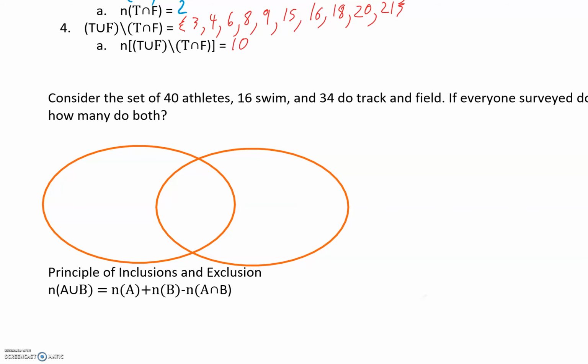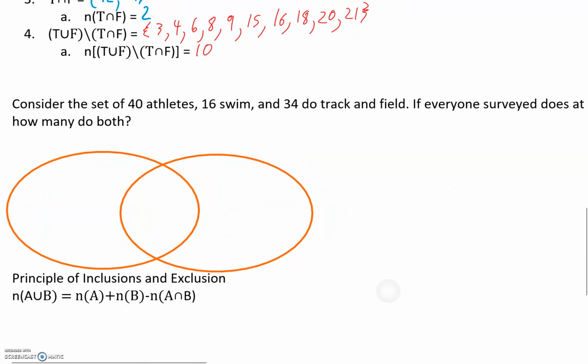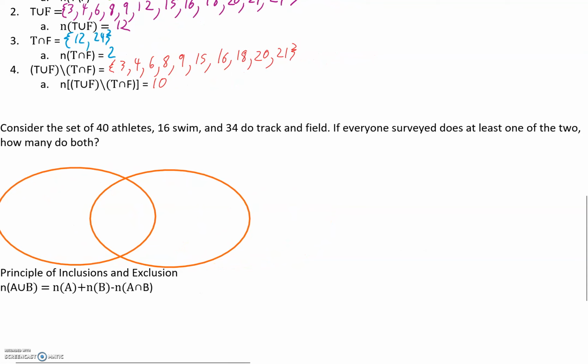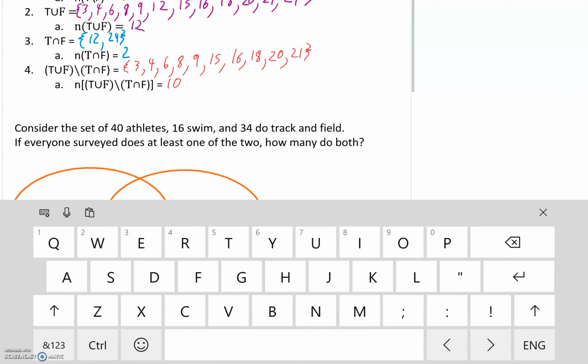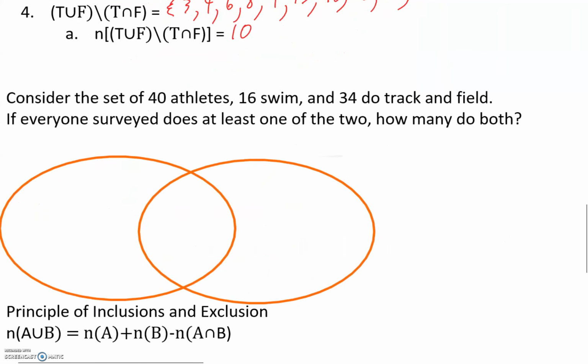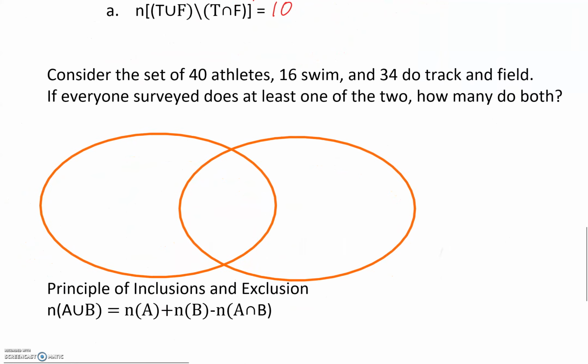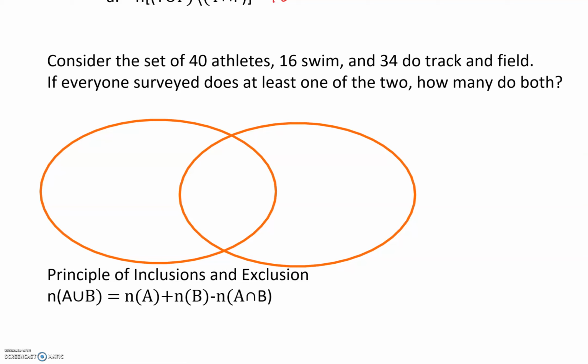Consider the set of 40 athletes. I'm going to just zoom out so we can actually see the entire question. Okay, consider the set of 40 athletes. 16 swim, 34 do track and field. If everyone surveyed does at least one of the two, that means swimming or track and field, how many do both? So this is a little bit of a tricky word problem.